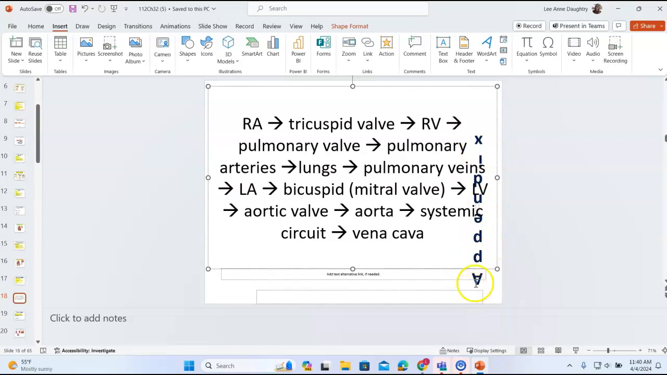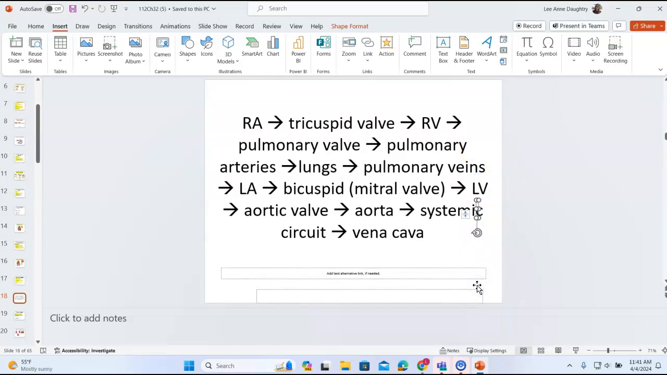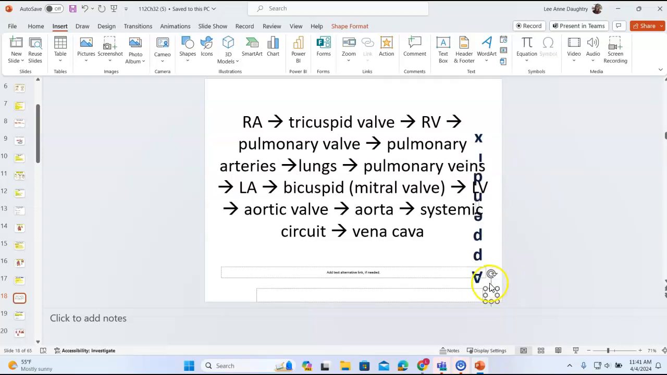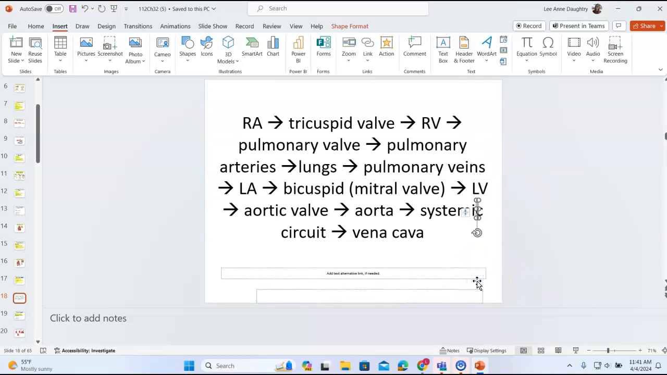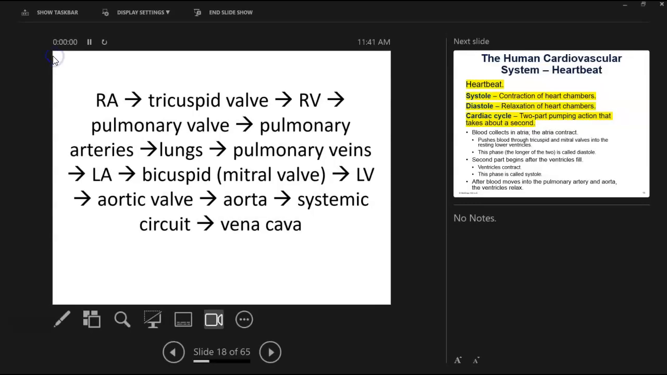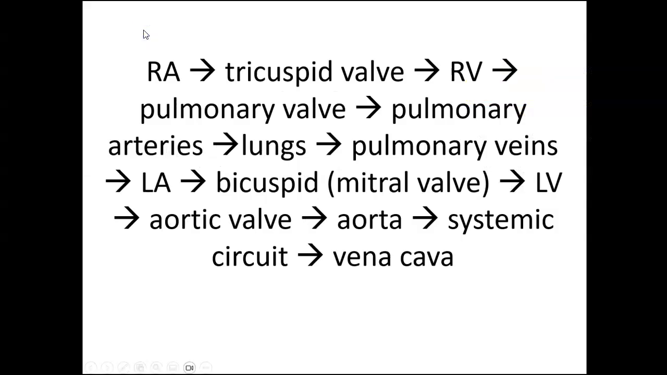See if I can delete this appendix thing. No, I can't, but that's okay. Okay, so now we're going to go back to, from current slide. Okay, so this is your pathway. If you want to stop and write it down, this is the pathway of blood flow, starting with the right atrium and ending with the vena cava.